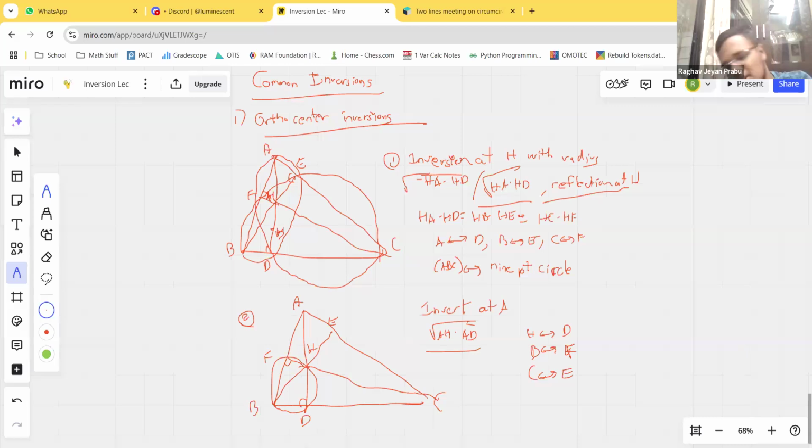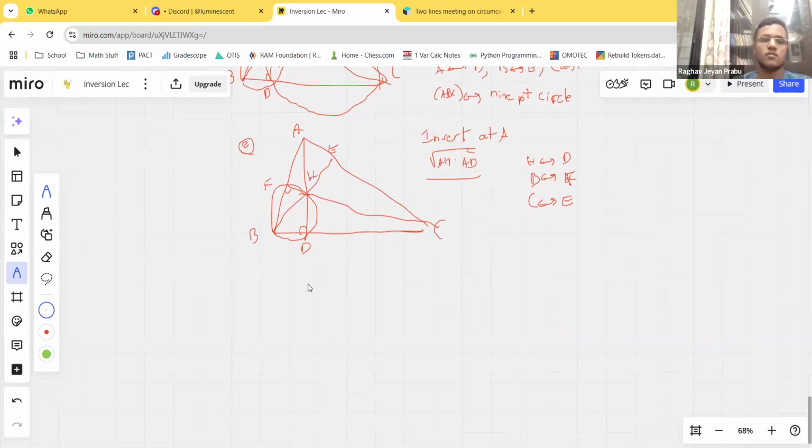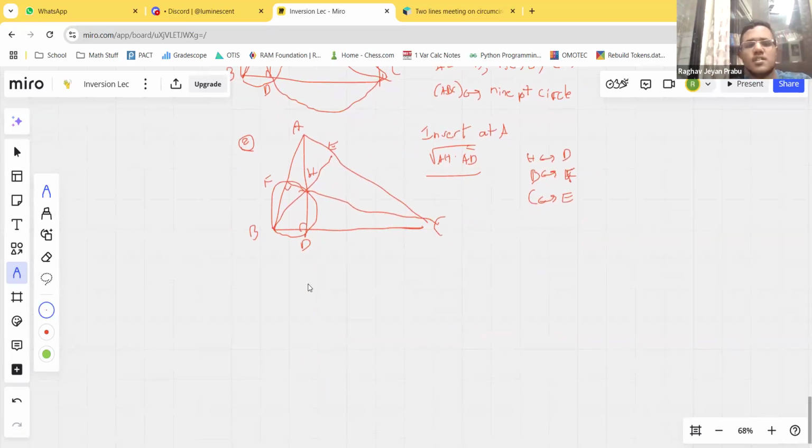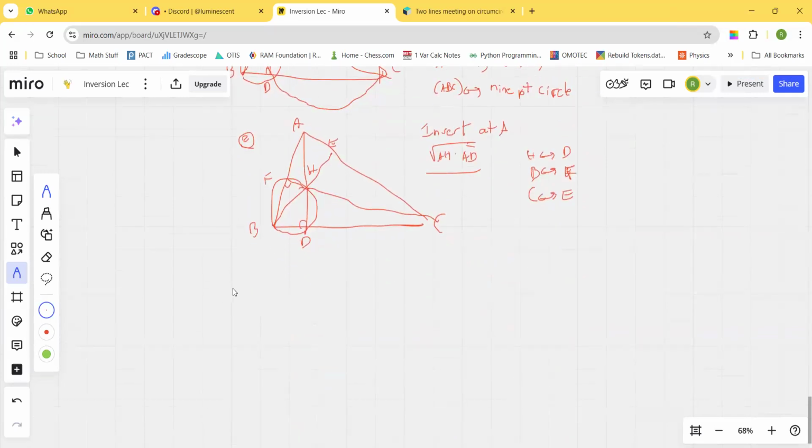Again, there are some properties you can exploit here. I'll not talk about them right now because I will be talking about different other inversions also. However, I've not seen this inversion quite frequently in math Olympiads. So yeah. Okay.